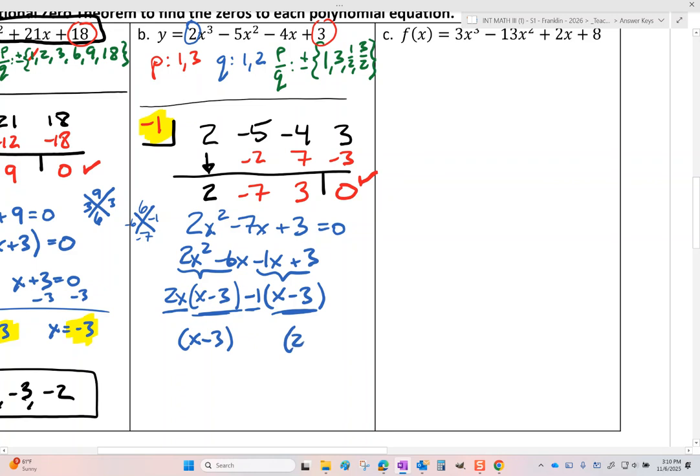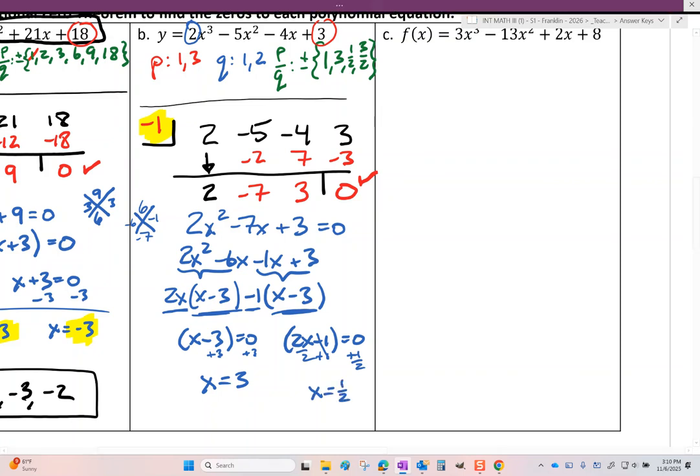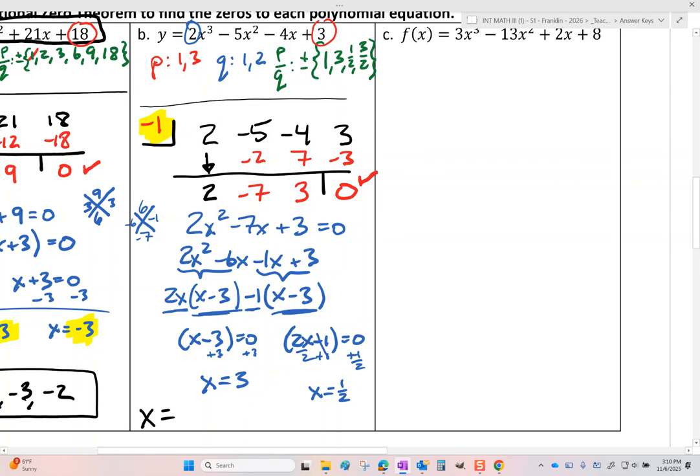Now I know I'm going to set these equal to 0. So I'm going to go ahead and do that here, because I'm not actually looking for the factored form. I just want my factors so I can find my roots, right? So plus 3 on both sides here. I get x equals 3. Over here I'll add 1 and then divide by 2. So I get x equals 1/2. So my 3 roots here are -1, 1/2, and 3. So 1 root from my synthetic division and the other 2 from factoring what remains.